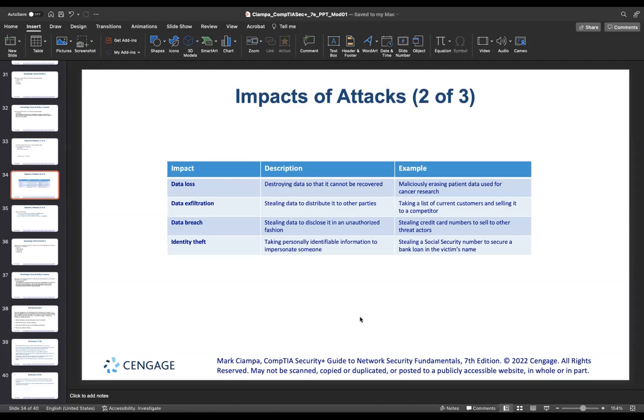We do have data exfiltration, which is stealing data to distribute it to other parties. Industrial espionage, industrial spies, they just steal this and sell it to the other company. It could be a data breach, which is stealing data to disclose it in an unauthorized fashion. Hey, this is what government is trying to do in Syria, right? That's a data breach. Identity theft, taking personally identifiable information.